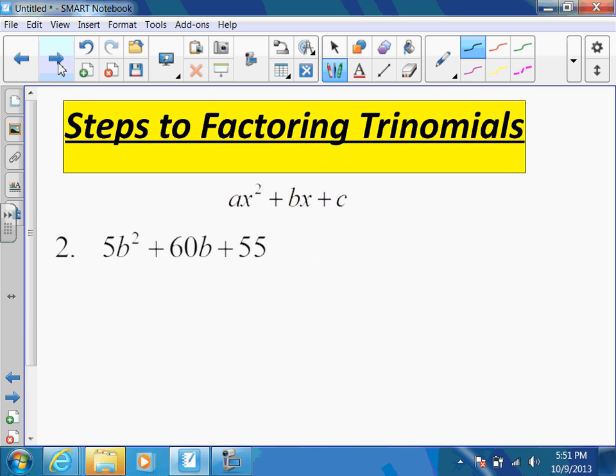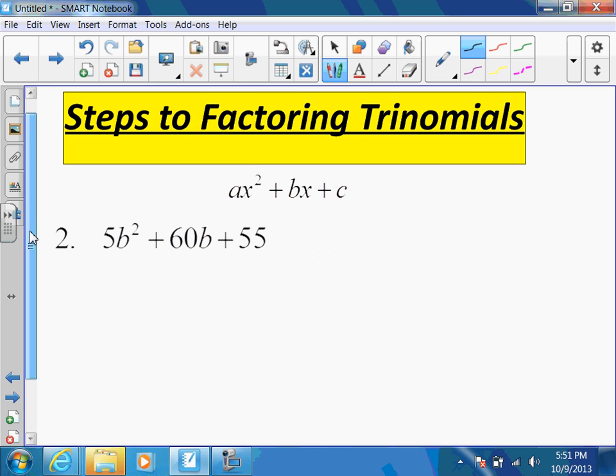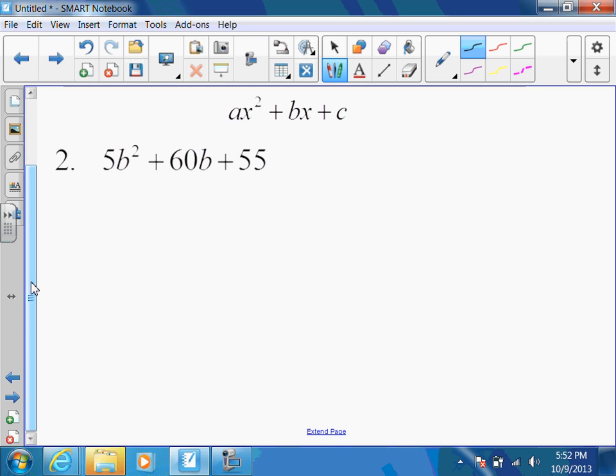Let's look at a second problem. First thing we need to do is always try to find a GCF. Is there a GCF here? Well, 35 is prime. So there's no 35.